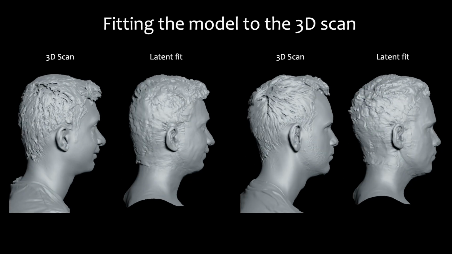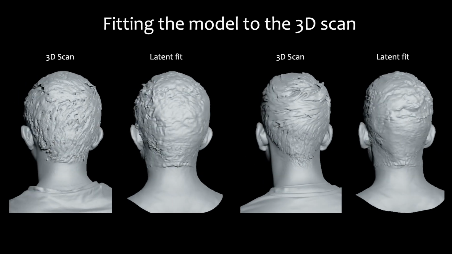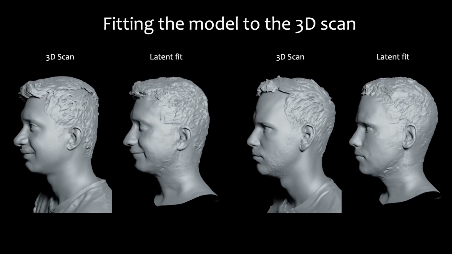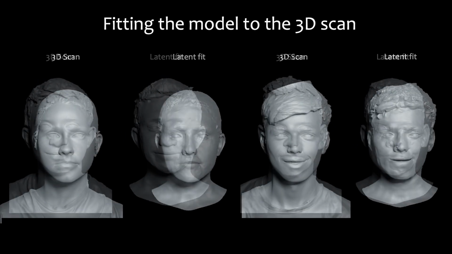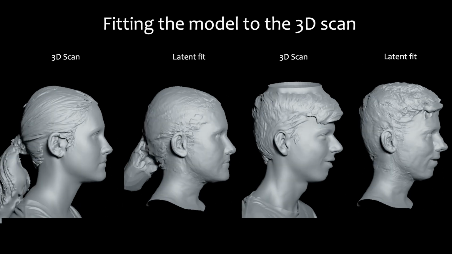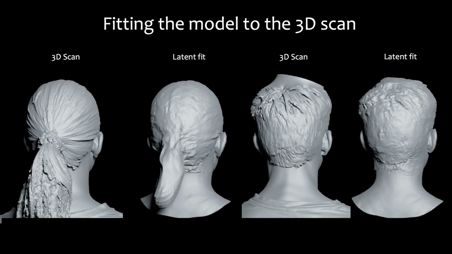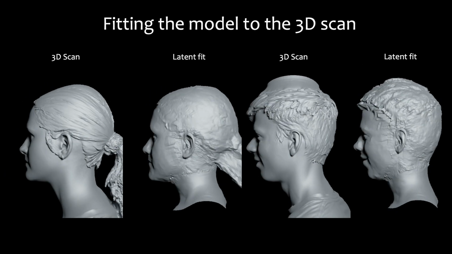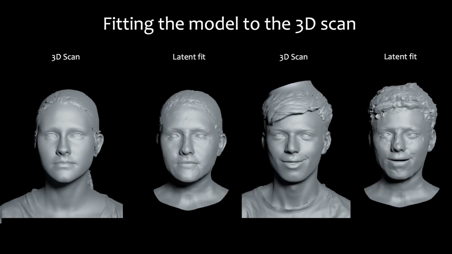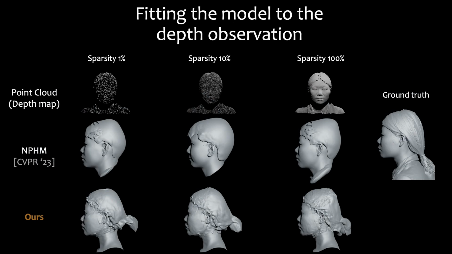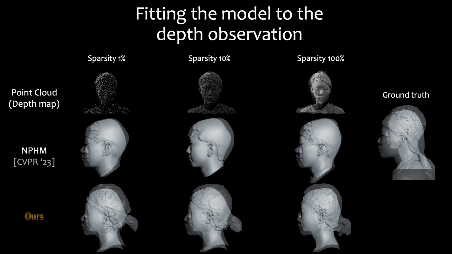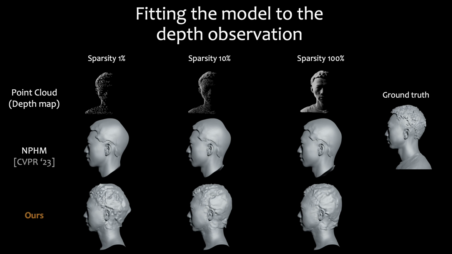Optimizing the latent representation of HeadCraft allows us to fit to complete 3D scans, or even match to point clouds representing only a part of the object. Due to the strong prior of HeadCraft, we are capable of reconstructing plausible geometry with large shape variations even from a very sparse point cloud.